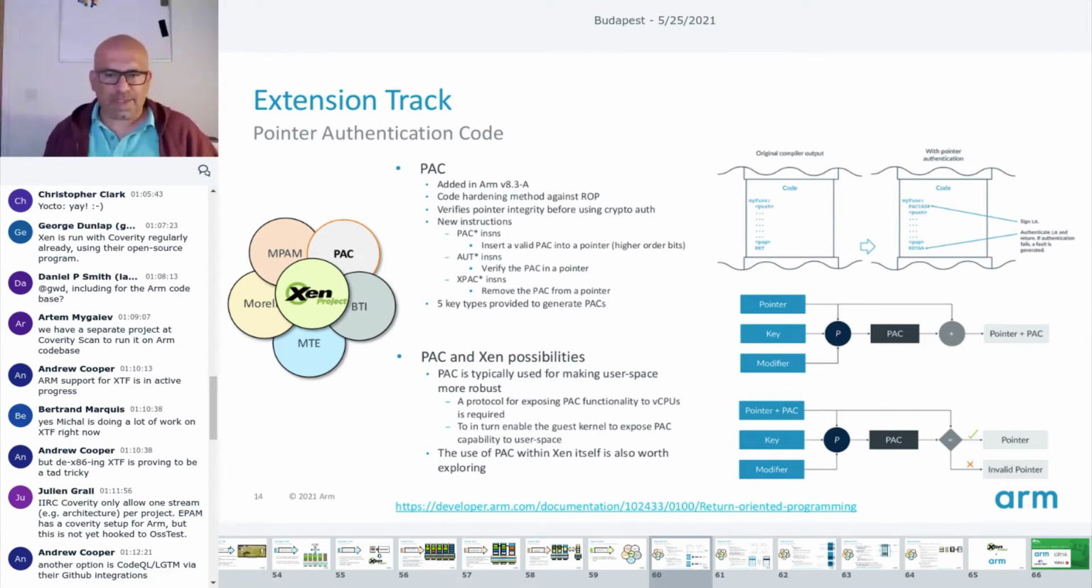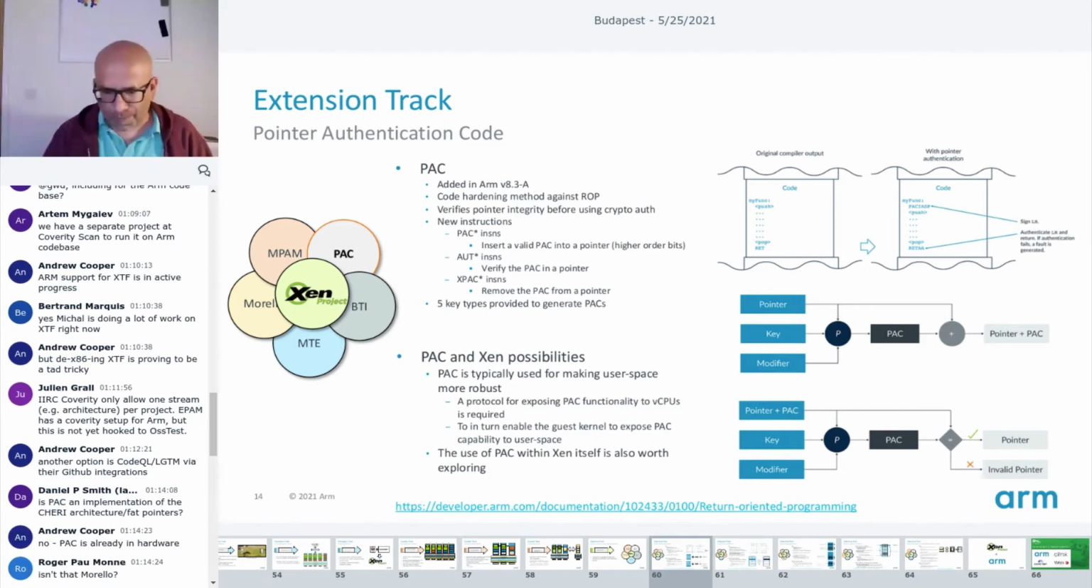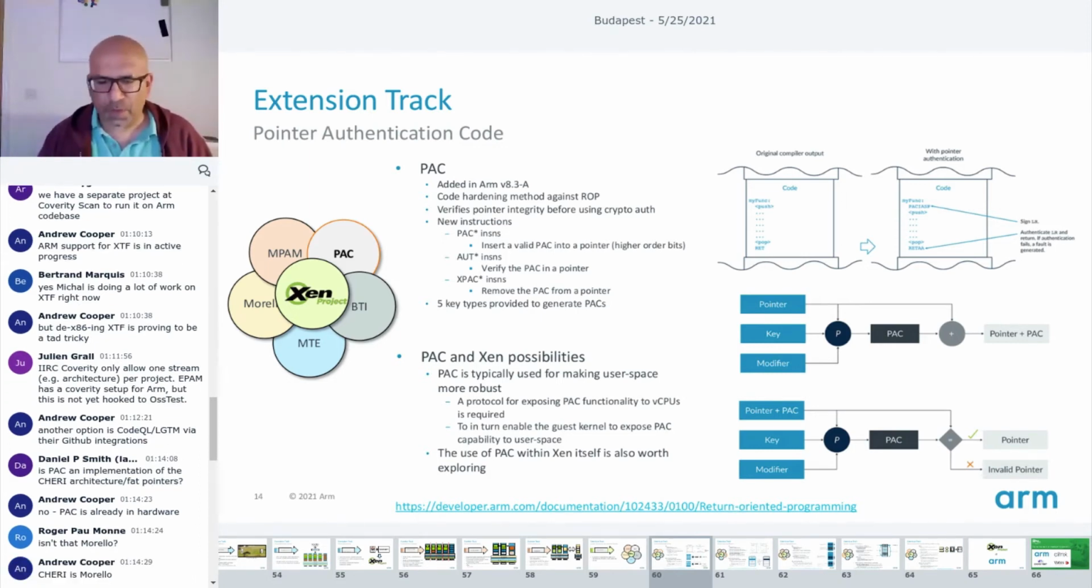So there are instructions added for adding a PAC, this pointer authentication code, into higher order bits of a virtual address. And then verifying it and removing the pointer authentication code, and a framework for keying, right? So it's primarily intended for making user space more robust. And I feel that at the minimum, we'll need to have Zen be able to enable access to this functionality for vCPUs themselves, so that the guest kernel can then go ahead and do the right thing. But we're at the start of that journey. So I think at the minimum we'll have to do that. And then there's the question of, can Zen itself, for its own reference management, its own pointer management, also use PAC, right? Please look at the URLs for more information.